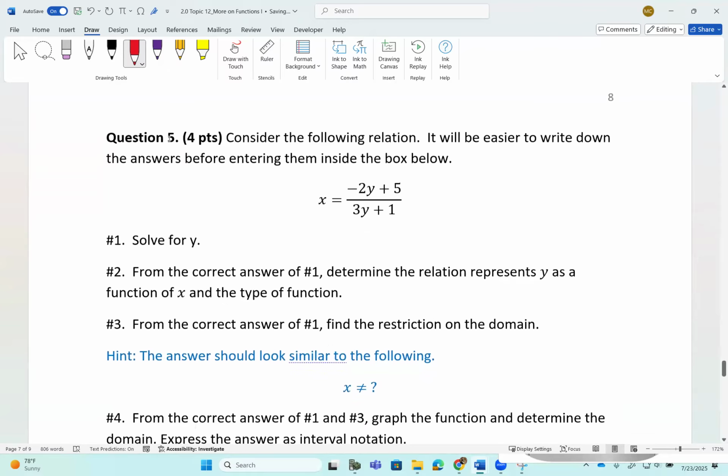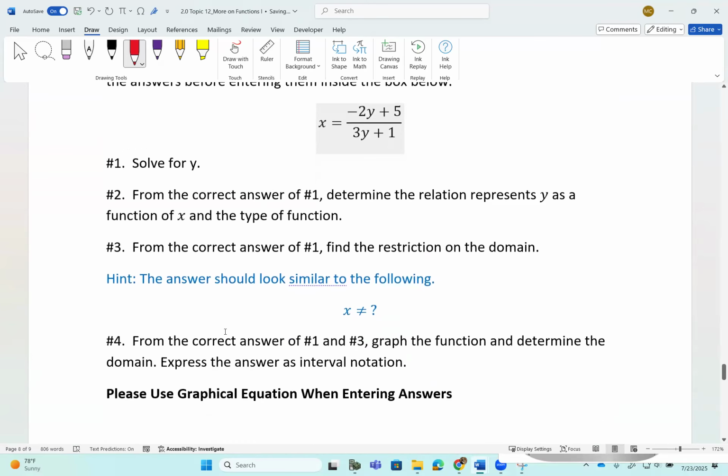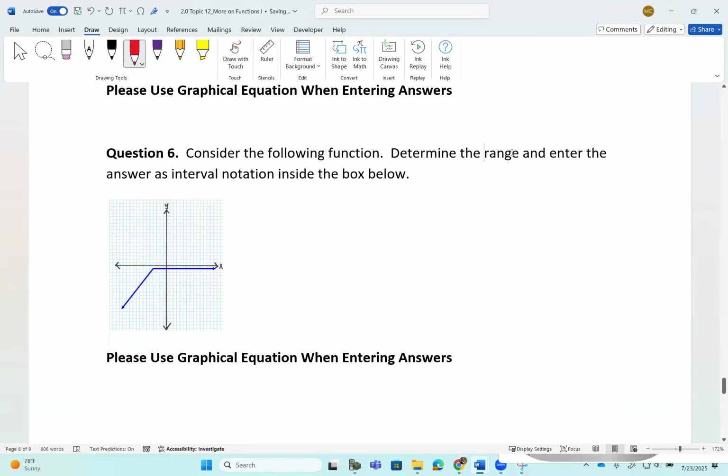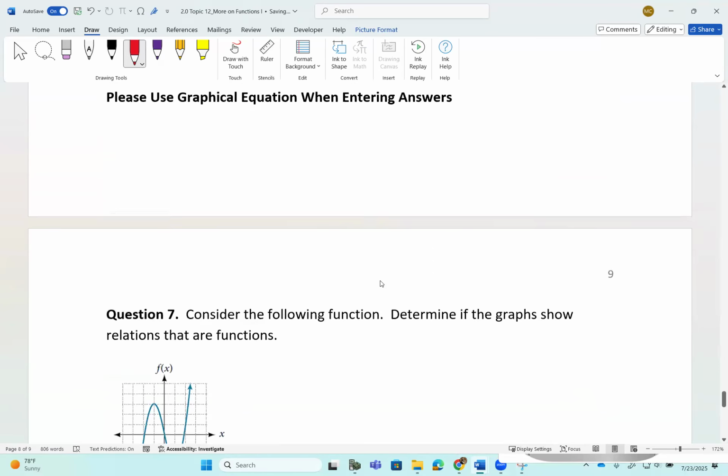All right, question number 5 is the same one, the one I just did. Solve for the variable y and follow the steps. Question number 6, determine the range. So this one is just one range. I just showed the same exact example earlier. So just enter the range for me.